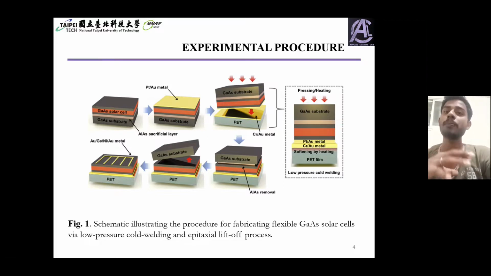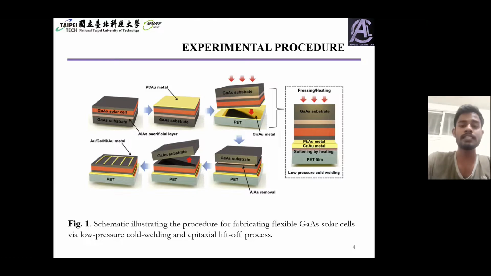In this study, the low pressure cold welding process was carried out under a mechanical pressure of 0.4 MPa at 130 degrees Celsius for 10 minutes. After the low pressure cold welding and the ELO process, the n-type metal grid was formed on the thin film gallium arsenide solar cell by e-beam evaporation. And the next one is results and discussion.